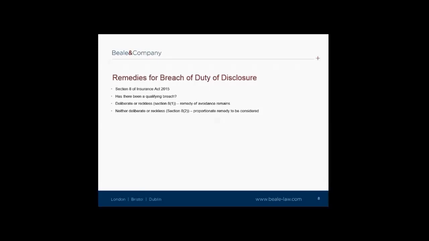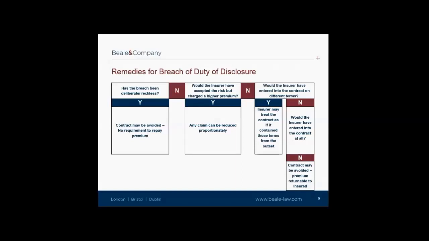Remedies are dealt with under Section 8 of the Act. Before the insurer can consider the remedy, it has to consider whether there has been a qualifying breach. Qualifying breach is defined as follows. If the breach is deliberate or reckless, the insurer retains the right to avoid the policy where it would not have entered the contract of insurance at all, or would only have done so on different terms. The onus is on the insurer to show that a qualifying breach was deliberate or reckless. If the breach was not deliberate or reckless, the remedies are proportionate to the impact of the breach on the underwriting decision.